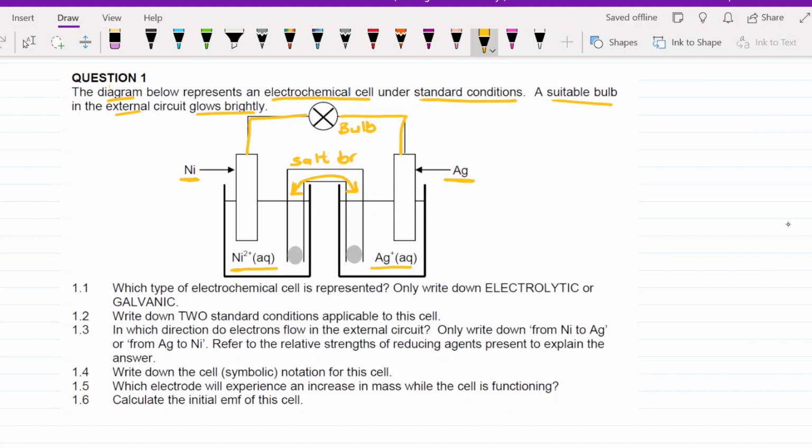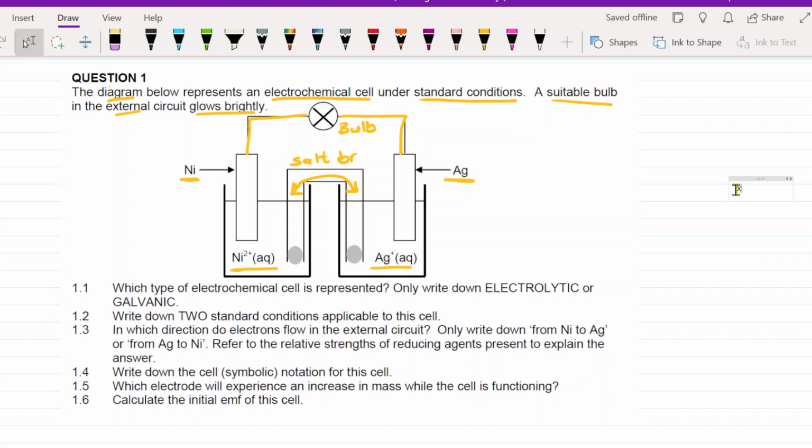There are two things that you need to identify before you go to your questions on the galvanic cell diagram. The first thing is to identify which electrode is the anode and which is the cathode, between the nickel electrode and the silver electrode. After you have identified that, you must write your oxidation half reaction and your reduction half reaction. If you can identify these two things, then all the following questions will be very easy for you.